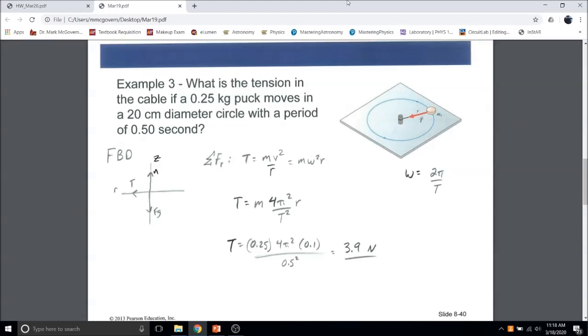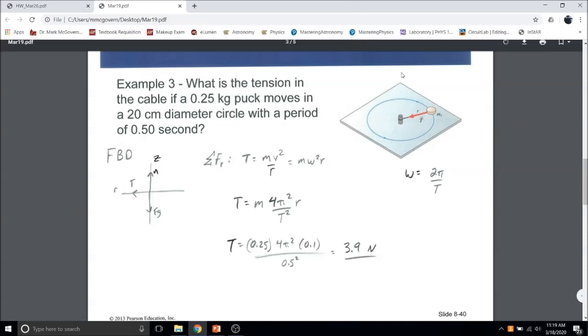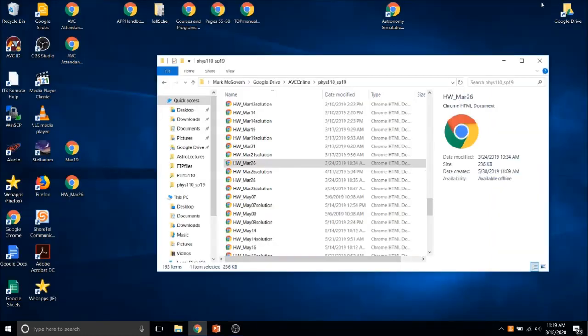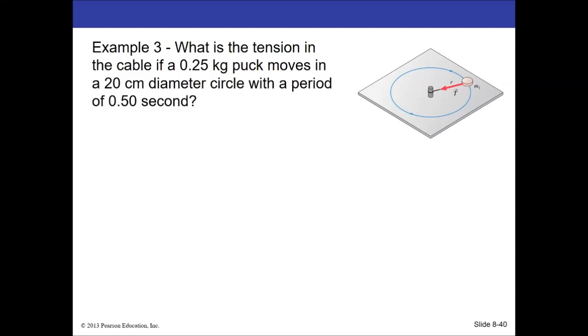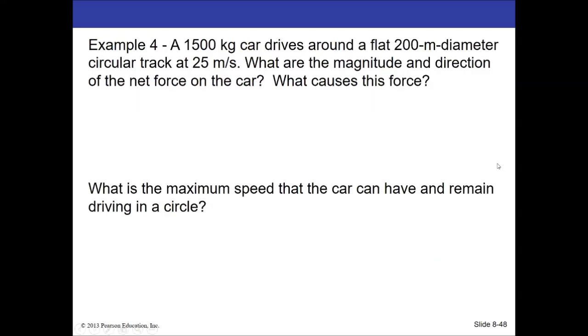Okay, this is a simple problem, but two really common things to mess up: you've got to use radii, and everything's got to be SI. Okay, meters. Right? Ooh, this is a good problem.